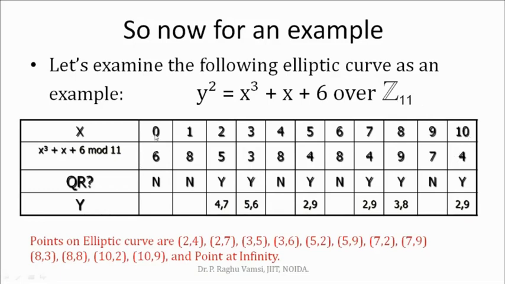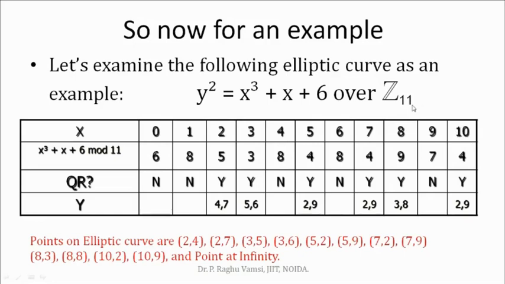So we have made a table in which the x value from 0 to 10 we have placed, and this x value, whatever we have initialized, has to be placed in the equation at the right hand side, that is x cube plus x plus 6, and we need to perform the modulo operation with 11. So whenever we do this, 0 cube plus 0 plus 6 is 6, 6 modulo 11 is 6. So like that you have to substitute for every element, till the 10th element, 10 value.